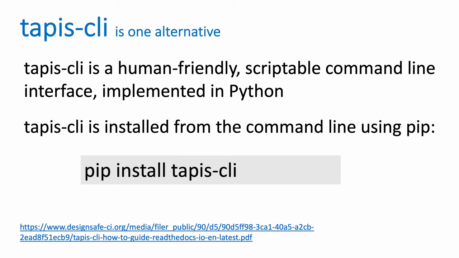And one of the ways to access these Tapis services is through this Tapis CLI. It's a human-friendly, scriptable command line interface. It is installed from the command line using the pip install.